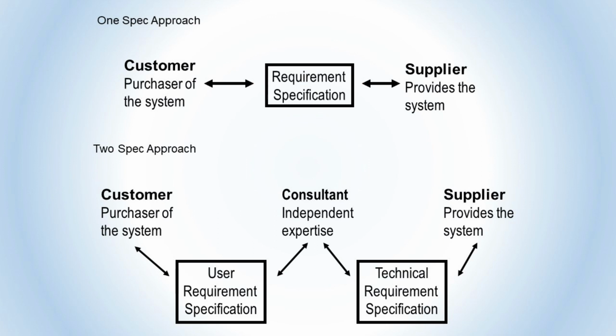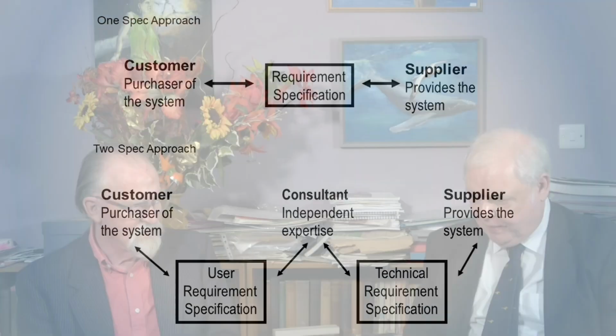So the single interface between the customer and supplier of just the requirement specification becomes a chain, with the translation between the user and the technical at the centre of this chain. Well, Bob, what's your opinion on these?